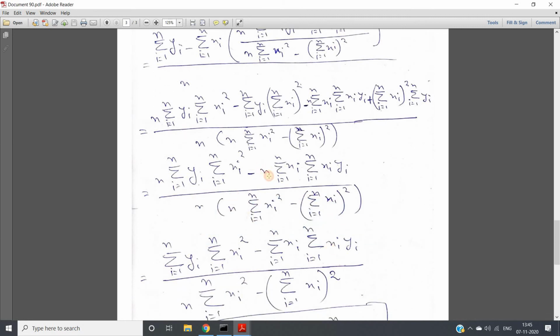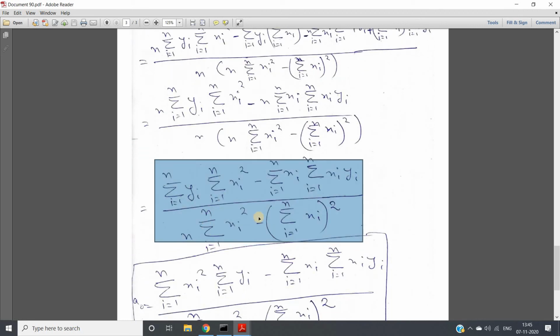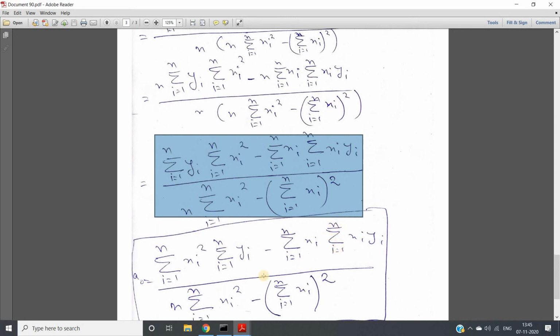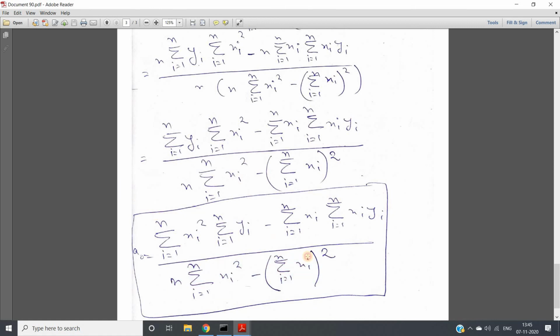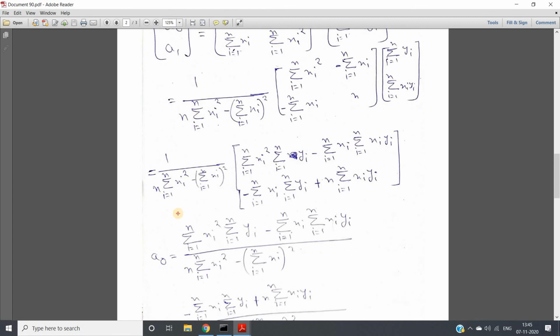Then what we can do, see here n is present, here n is present, here n is present, we can cancel n and we can get this equation. Right? And so this is our a naught equation, which is the summation over i equal to 1 to n of xi square multiplied by the summation over i equal to 1 to n of yi, minus the summation over i equal to 1 to n of xi multiplied by the summation over i equal to 1 to n of xi yi, divided by this term. And this term and this term, this one, are the same, you can verify. See, this term and this term are the same.